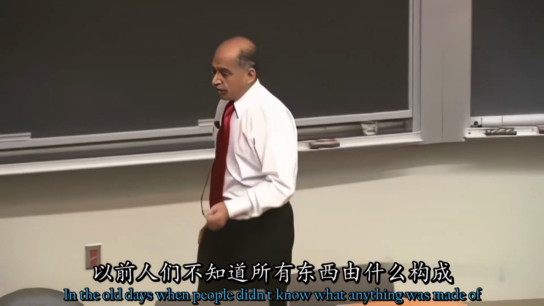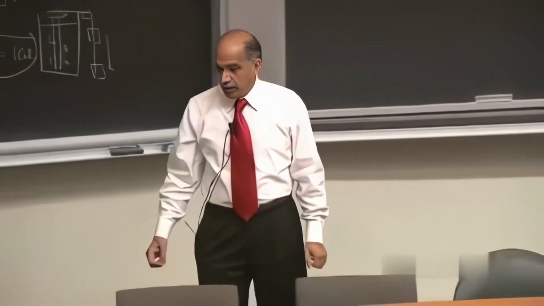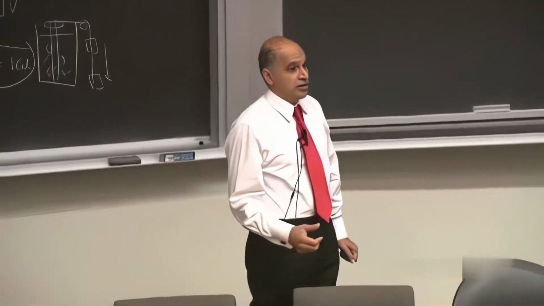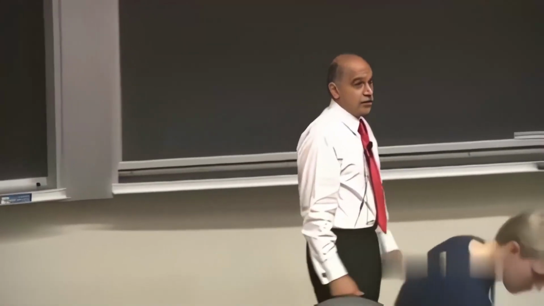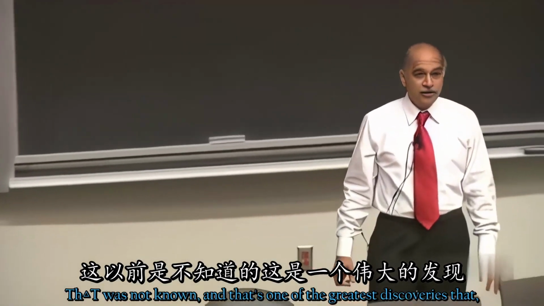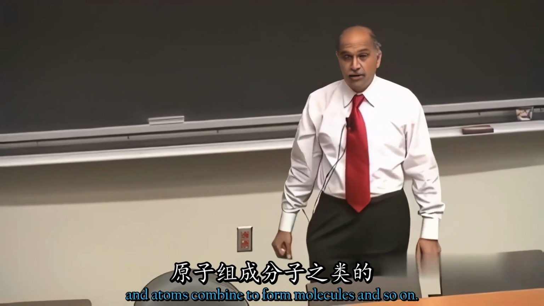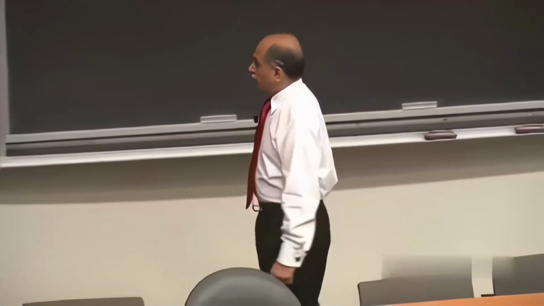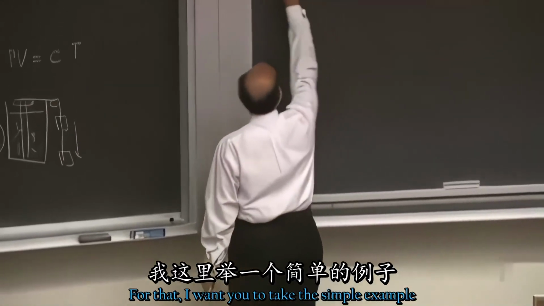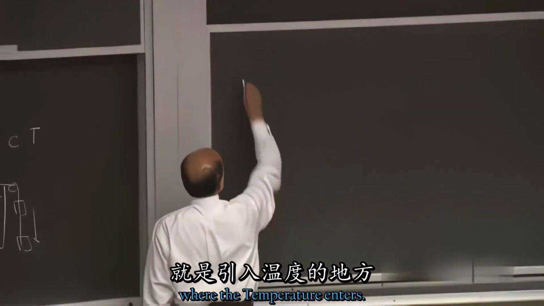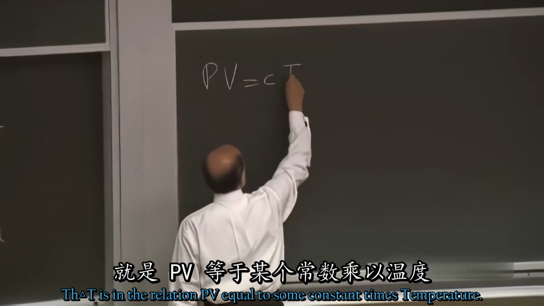In the old days, when people didn't know what anything was made of, they didn't have this understanding. And the understanding that I'm going to give you today is based on the simple fact that everything is made up of atoms. That was not known, and that's one of the greatest discoveries, that in the end, everything is made up of atoms, then atoms combine to form molecules and so on. So how does that come into play? For that, I want you to take the simple example where the temperature enters. That is in the relation PV equal to some constant times temperature.